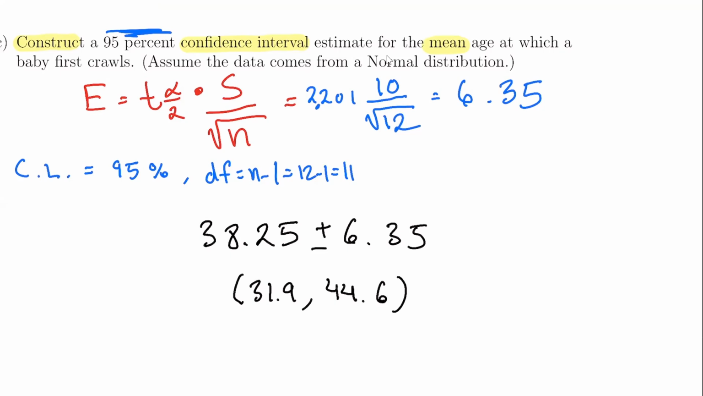Well, that's our 95% confidence interval for the estimated mean age at which a baby first crawls. So based off of this confidence interval and the sample, it's telling us that the mean amount of weeks it takes a baby to first crawl should be somewhere between 31.9 weeks all the way to 44.6 weeks. And that's it for that problem. Any questions for this last problem?